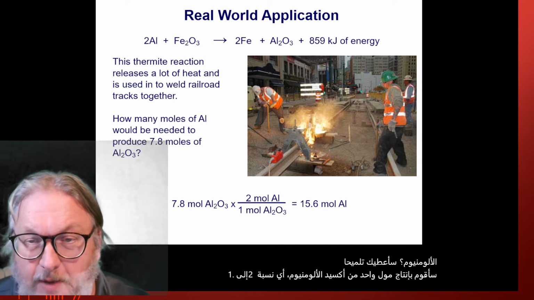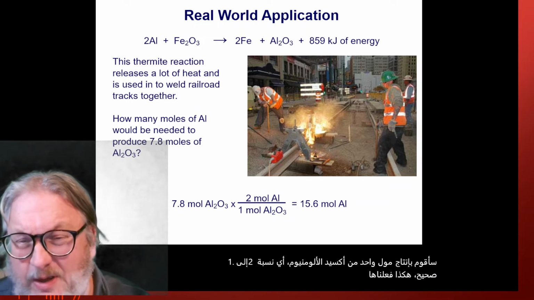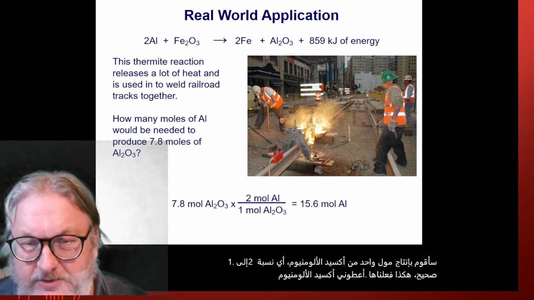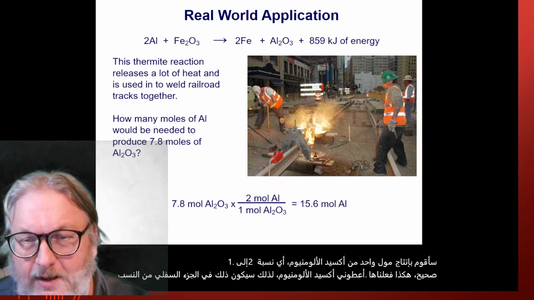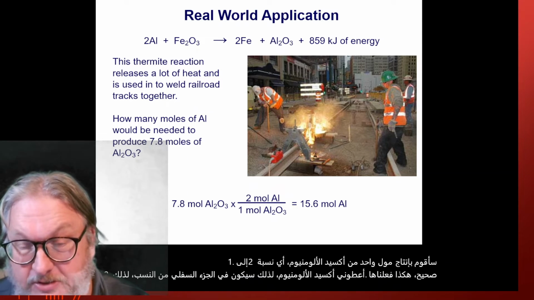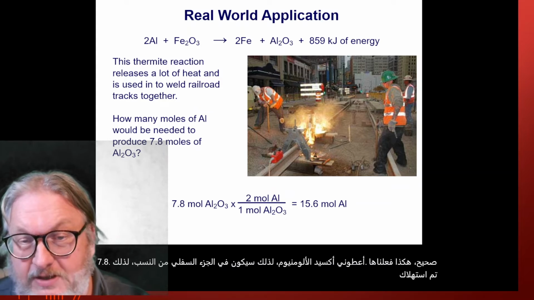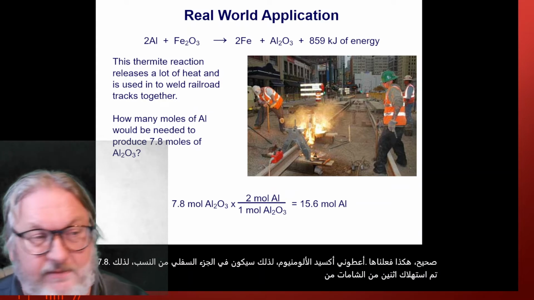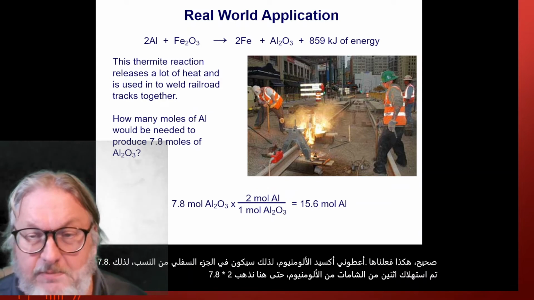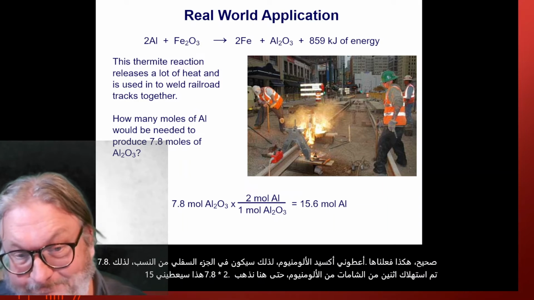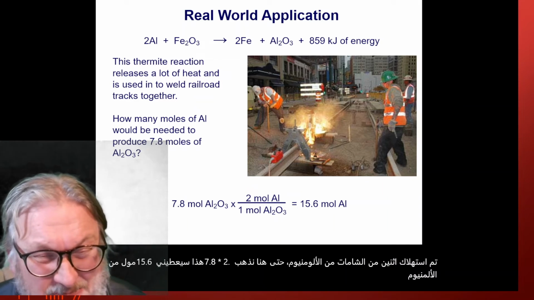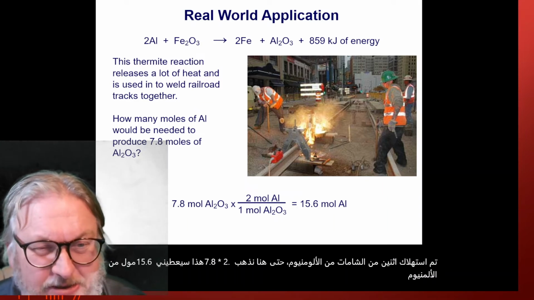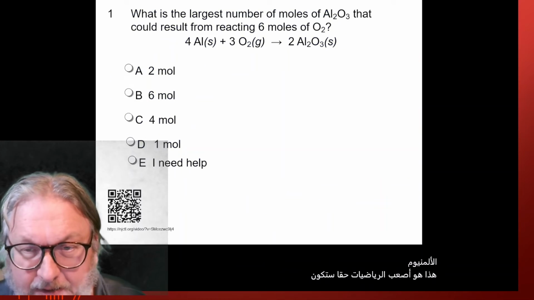They gave me aluminum oxide, so that's going to be on bottom of the ratio. So 7.8, 2 moles of aluminum were consumed. So here we go, 7.8 times 2, that's going to give me 15.6 moles of aluminum. This is the hardest math we're really going to be doing this year. And I think you guys can handle it.